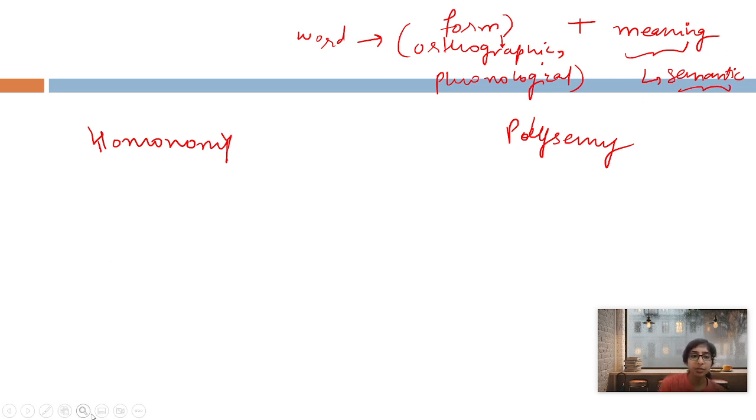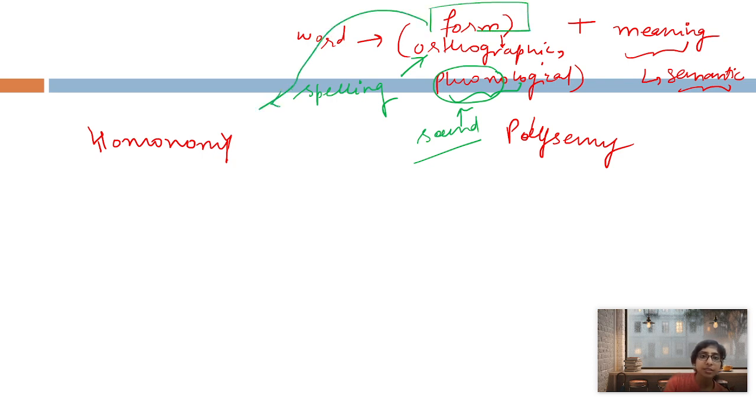In orthographic you can take such information into account: what are the spellings of the word? And in phonological, phono means the sound, so that thing you are to take into account. So this form part is mostly covered in homonymy, and the meaning part is a different thing. Homonymy is further divided into two parts, that is homophony and another one is homography.